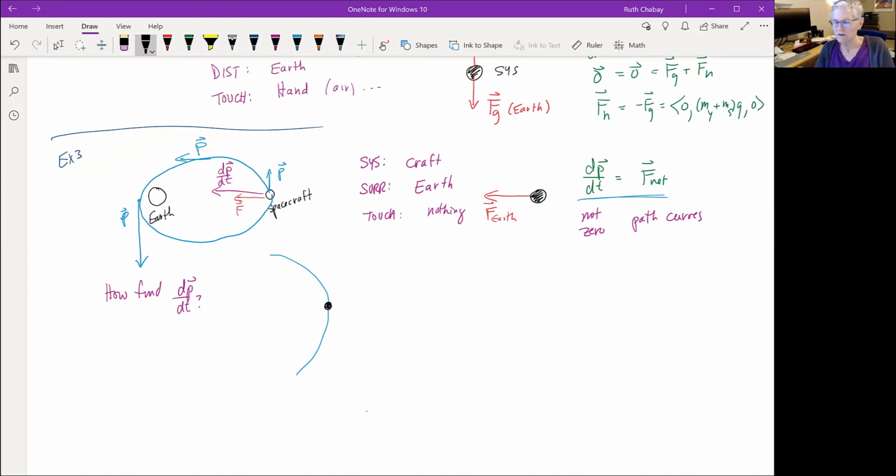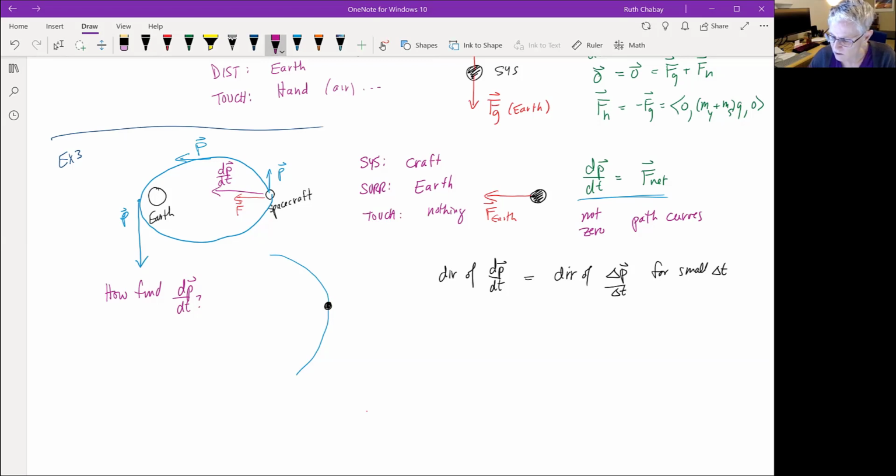So dp dt, the direction of dp dt is actually going to be the direction of delta p for a very small delta t. So it's the direction of delta p over delta t, which is a positive constant for a very small delta t. And we can find that graphically.